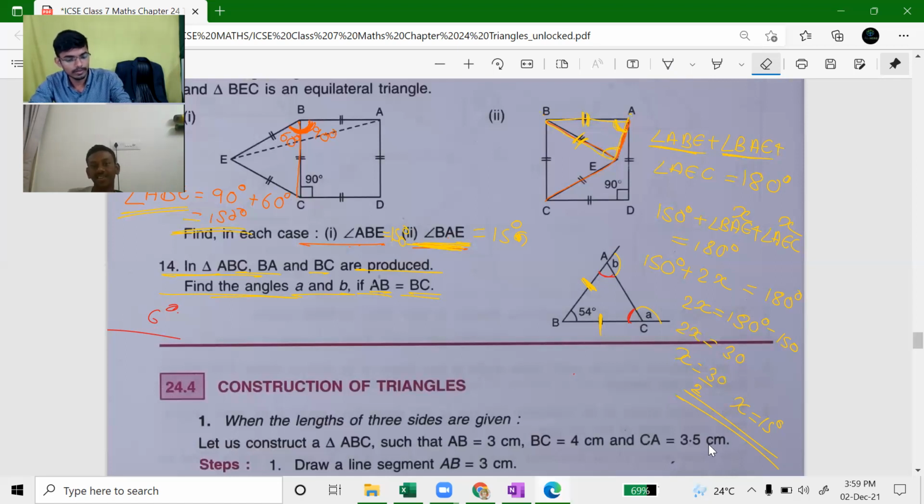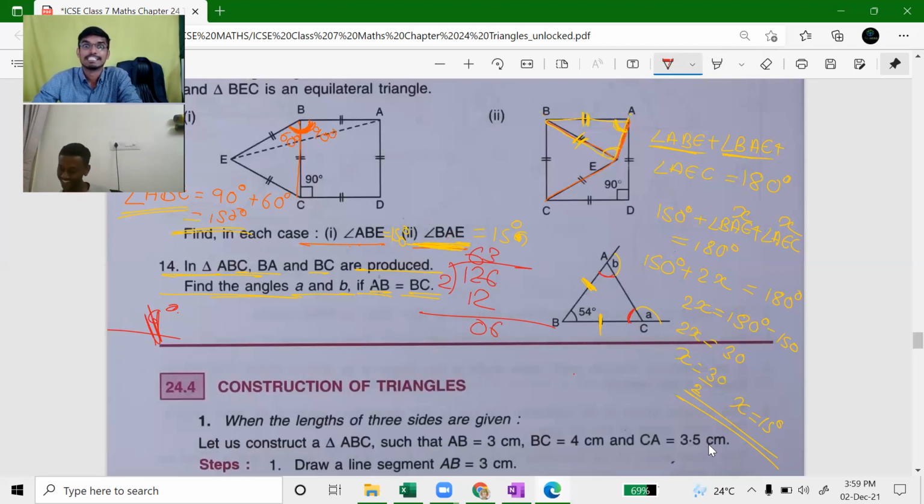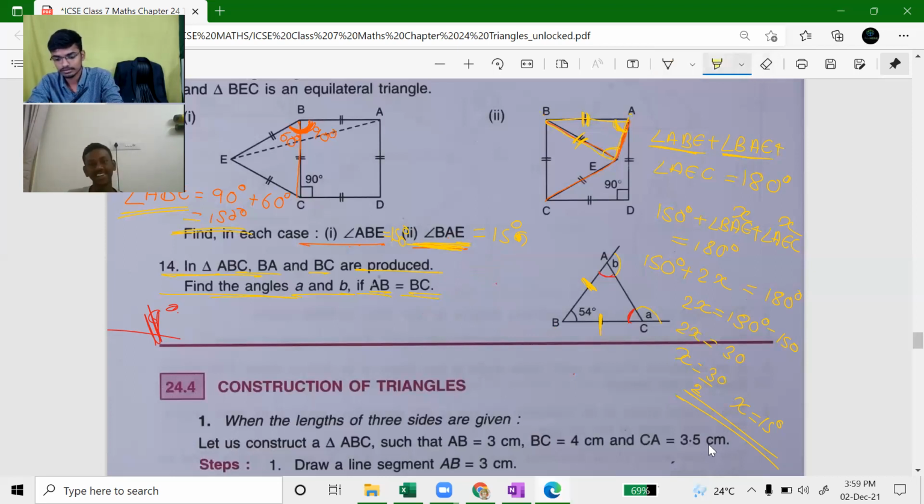It is 126 now, beta. So that is the whole. 126 divided by 2. 2 sixes are 12. I had taken 120, but it is 126 now. You only told me now. So it will be 63 here and 63 here.